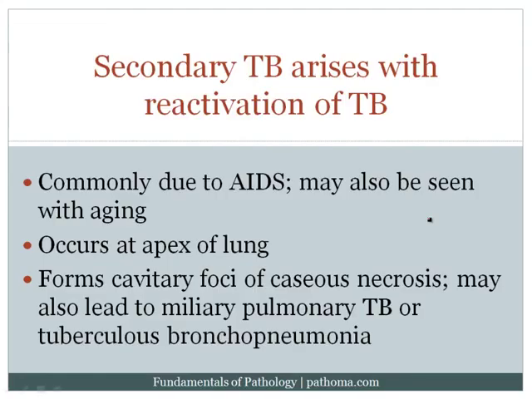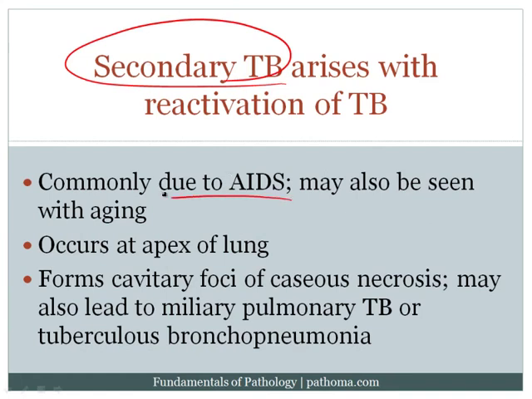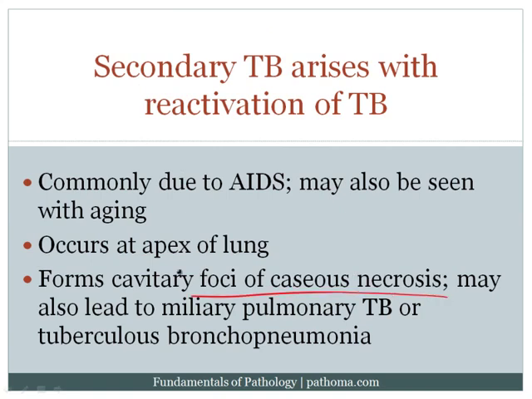Over time, this Ghon complex can become reactivated, and that would then result in secondary TB. Now, this commonly arises due to AIDS. It can also be seen with aging, and of course you know that because of AIDS there's been an increase in the incidence of tuberculosis. Often it occurs at the apex of the lung, and that's because the oxygen tension is highest at the apex of the lung. Once a patient gets reactivation, then they develop foci of caseous necrosis.